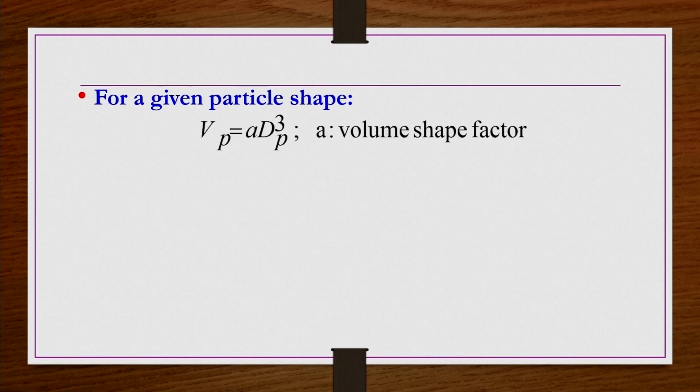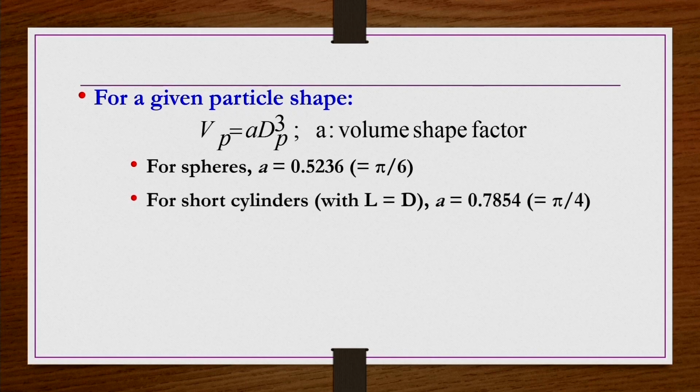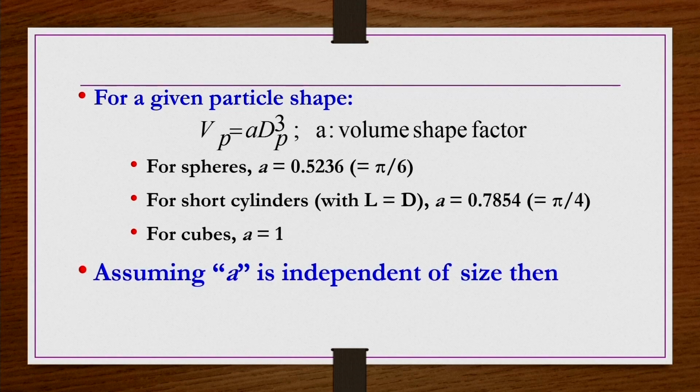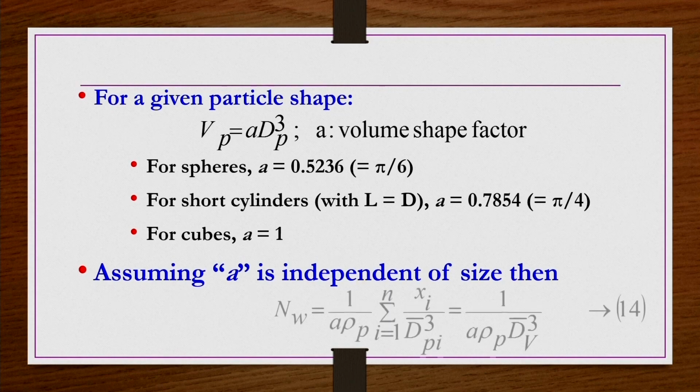And then for a given particle shape factor, let us say V_p = A d_p³. So, A is the volume shape factor. As I mentioned, for spheres it is π/6, that is 0.5236. If the particles are short cylinders, then A is 0.7854, that is π/4. If it is a cubical particle, then A equals 1. Assuming A is independent of size, you can calculate N_w using this expression if you know the volume mean diameter d̄_V.